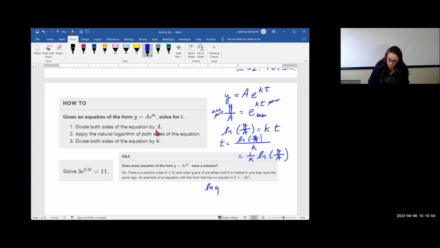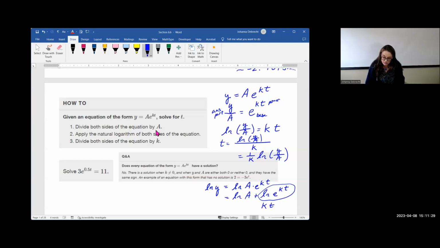If I had taken the natural log of both sides, and I would have used natural log, not common log, because the base is e, then this would give me the natural log of a times e to the kt. But I have multiplication in the answer part, so I can split the right into the natural log of a plus the natural log of e to the kt. But the base of natural log is e, and the answer part is e to the kt power. So this part just becomes kt.